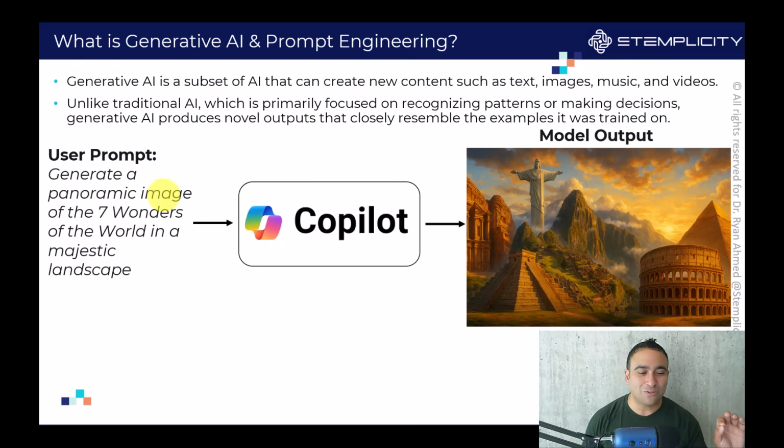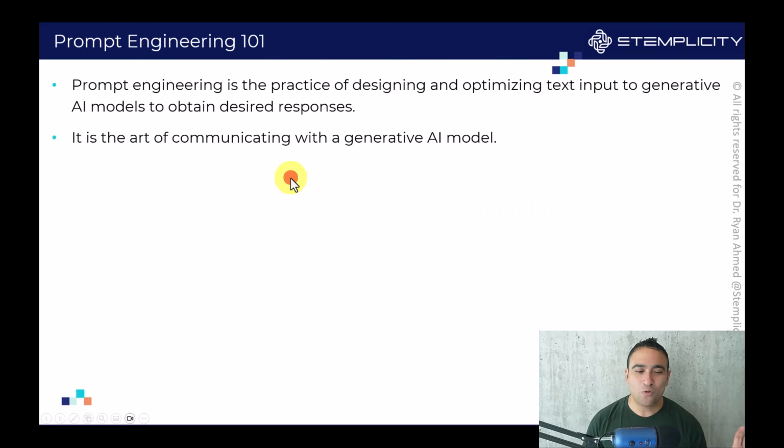Please note that what you got here on the left-hand side is what we call a prompt. And simply, it is an art of communicating to artificial intelligence models to come up with the perfect output that you're looking for. So when it comes to prompt engineering, prompt engineering is the practice of designing and optimizing text input to generative artificial intelligence models to obtain desired responses. Think of it as the art of communicating with a Gen AI model.